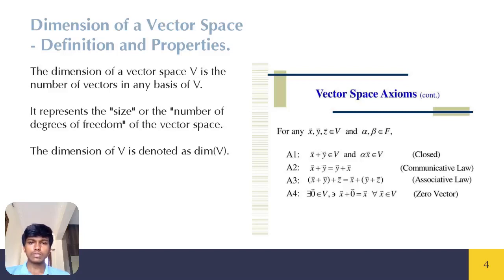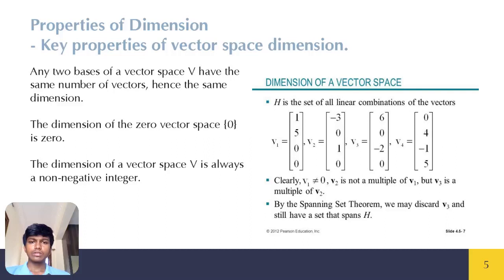three-dimensional vector space. The dimension of a vector space V is the number of vectors in any basis of V. It represents the size, or the number of degrees of freedom, of the vector space. The dimension of V is denoted as dim V. Next, the properties of dimension. Key properties of vector space dimensions.